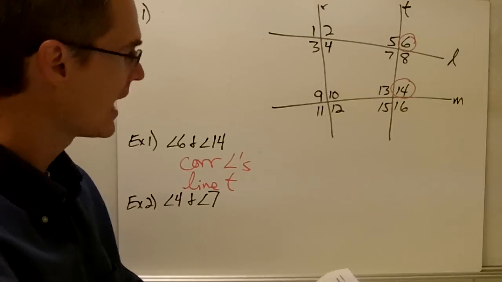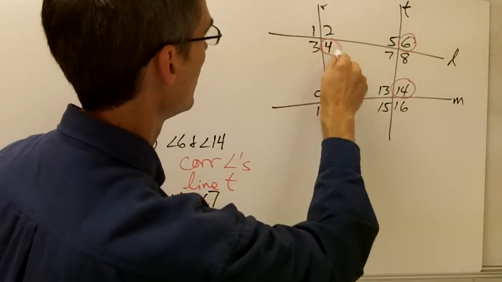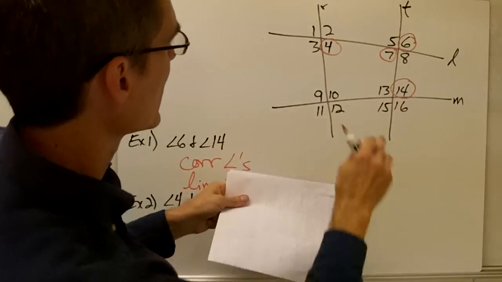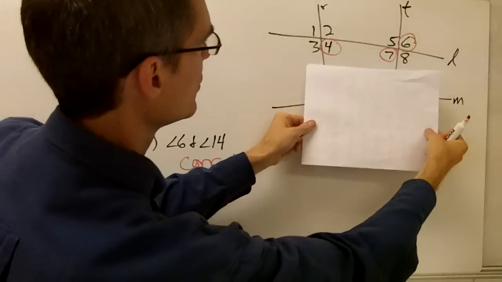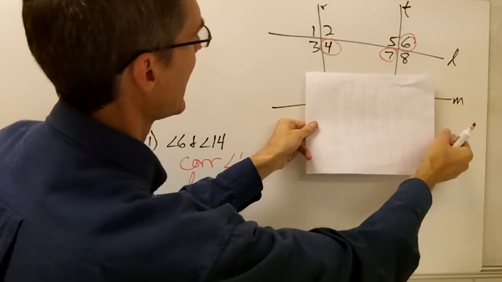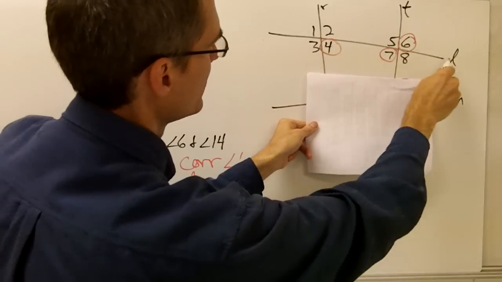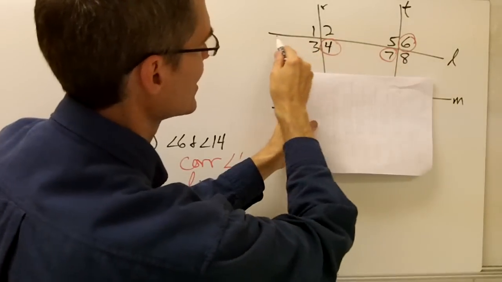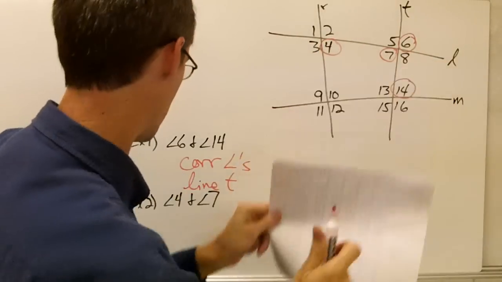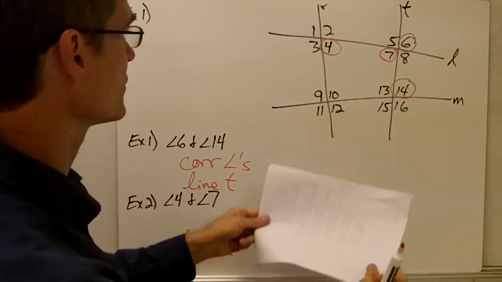Example number 2, angles 4 and 7. So let me see. Here's angle 4 and here's angle 7. And again, notice that for this pair of angles, I'm really not using this bottom part of my diagram at all. So I can just cover that up. And now, again, I have these 2 lines that are being intersected by this line right here. So this line is going to be my transversal, line L. Line L is my transversal.